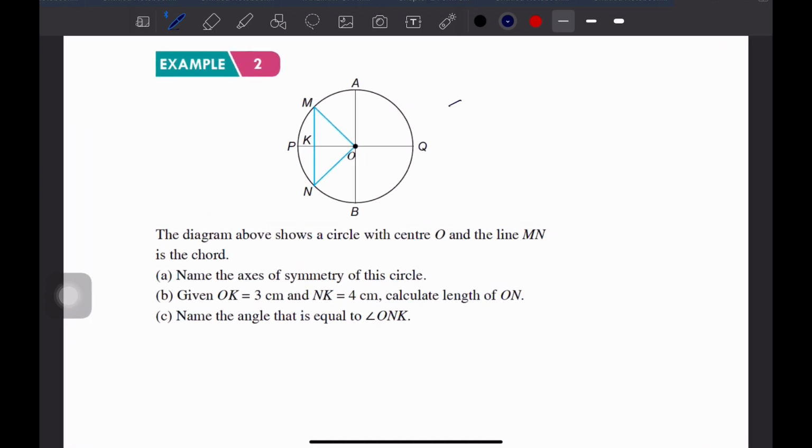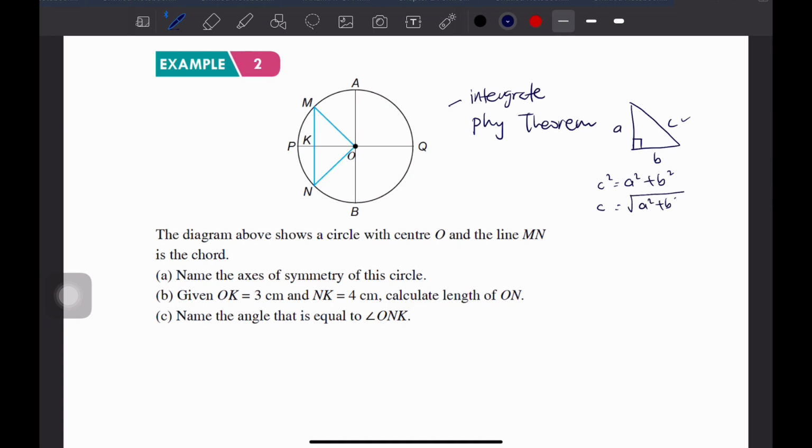So now, if you get a question that looks like this, usually you must integrate what you have learned before, which is Pythagoras Theorem. Do you still remember Pythagoras Theorem? 90 degrees, you have A, B and C. The longest one is the hypotenuse. To find the hypotenuse, C squared equals A squared plus B squared, and if you want to find C, you square root A squared plus B squared. So you must remember this.